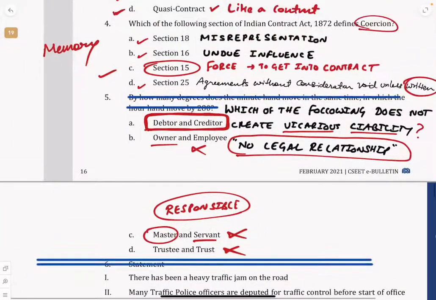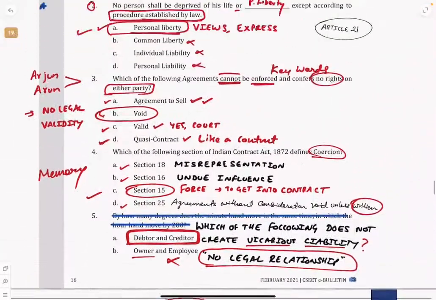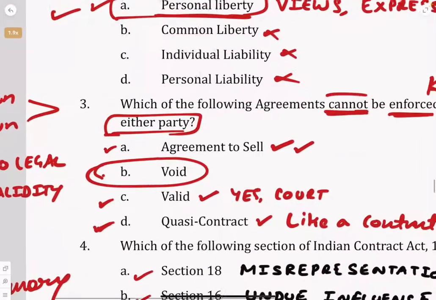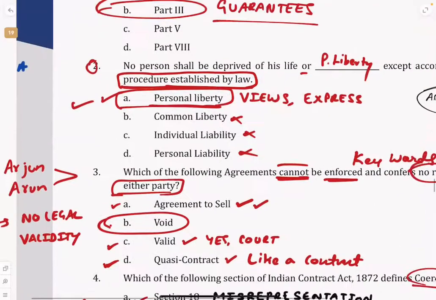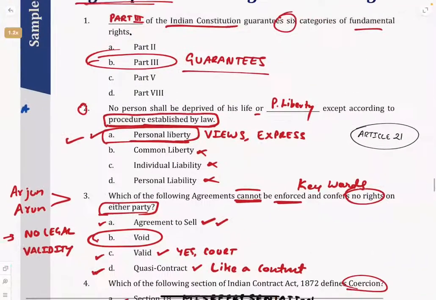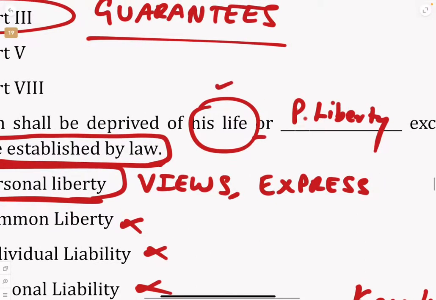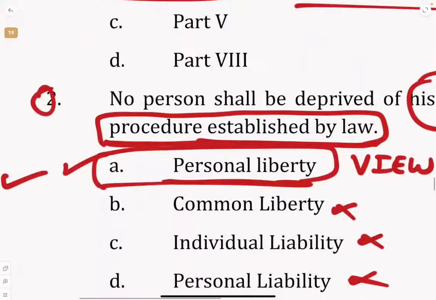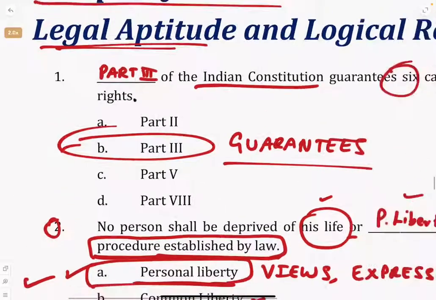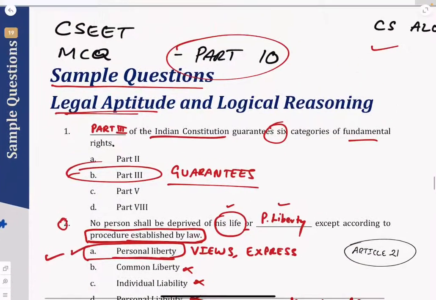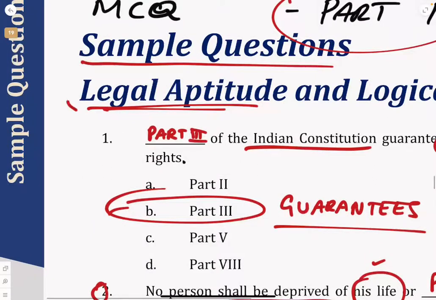So we understood about vicarious liability, we understood about coercion, we understood about void agreements, it cannot be enforced, and we understood in the Indian Constitution no person can be taken away. Deprived means no one can take away any person's life or personal liberty except any procedure established by law. And most importantly, part 3 of the Indian Constitution talks about the fundamental rights. So that was the CSEET MCQs on legal aptitude.